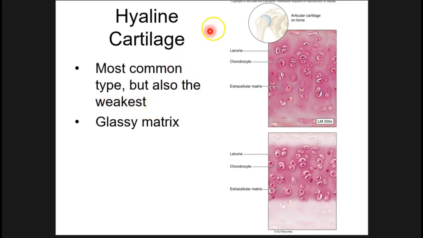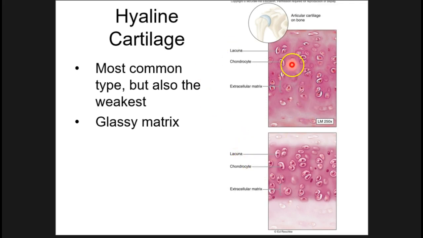Hyaline cartilage, the location is important to you. You are going to see these cartilages again when we get to bones. So I do want you to know some general locations for each of these cartilages. Hyaline cartilage is going to be found at the ends of long bones. It's going to be in your articulations. Within your joints, you're going to have hyaline cartilage.